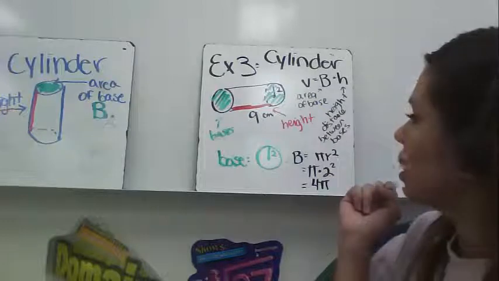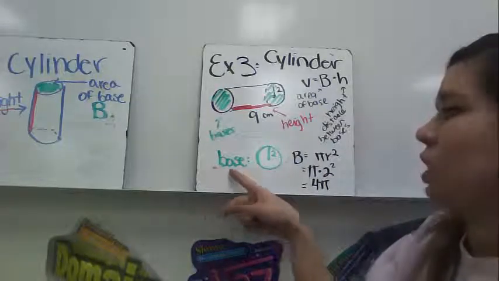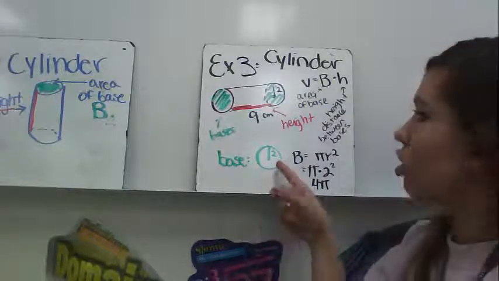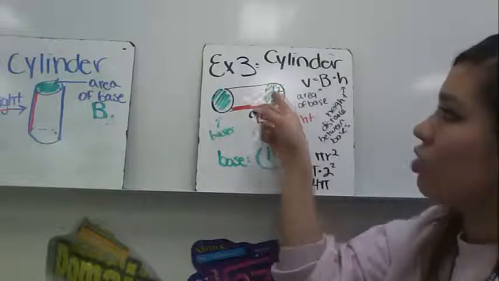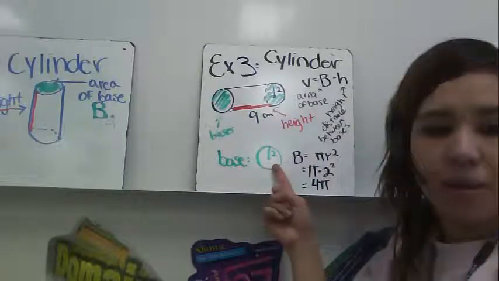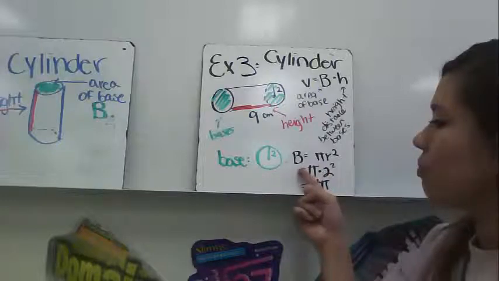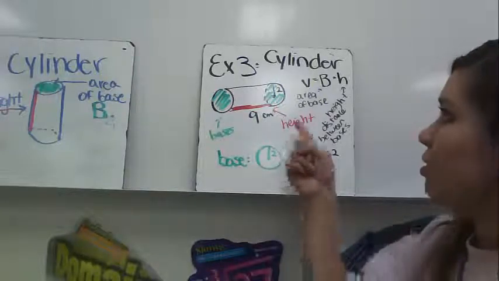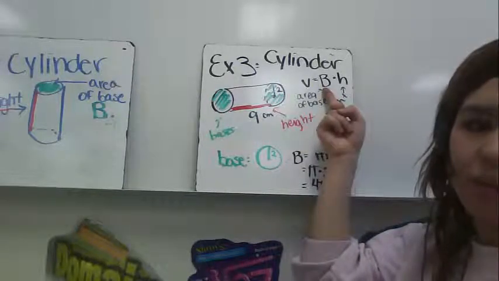Okay, let's go ahead and apply the formula. But before we do, let's identify the base. My base is a circle. And the circle has a measure or radius of 2. So I copy that down, and now I'm going to find the area of the base, because that's my first step. Find the big B.